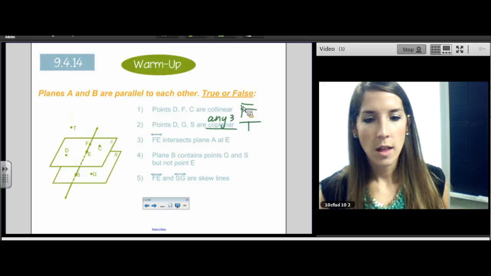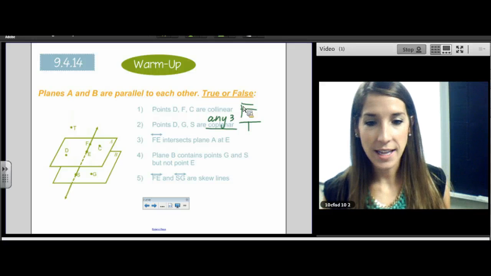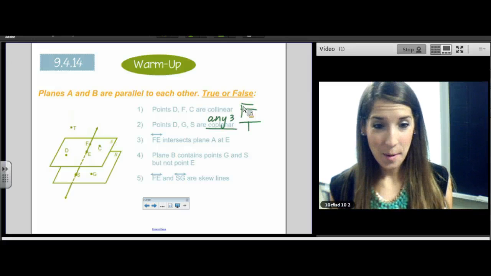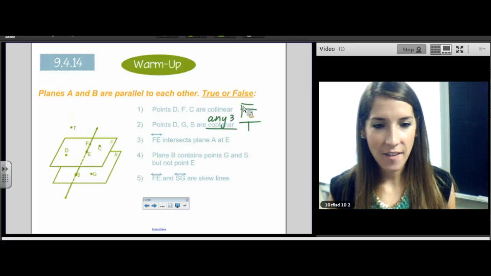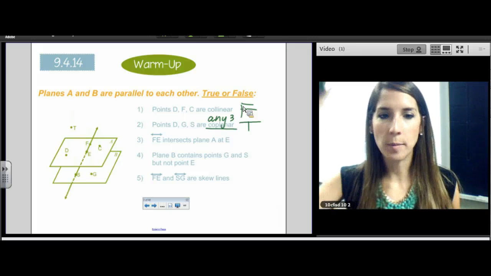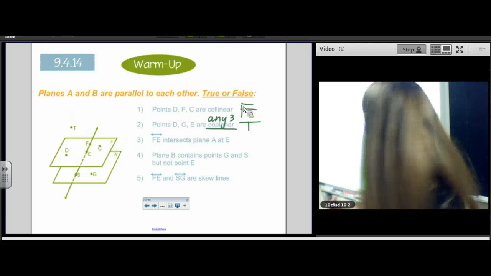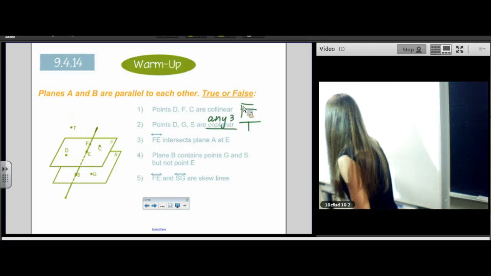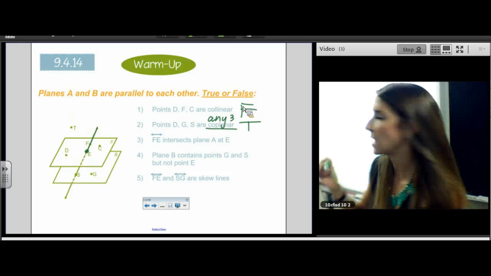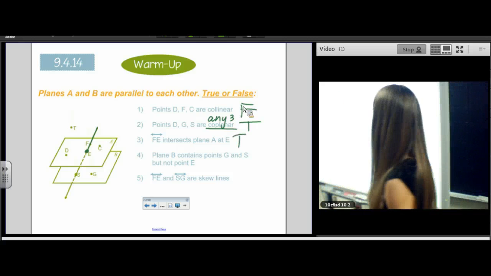All right, line FE intersects plane A at point E. Whew. So do you see line FE? Where is it hitting plane A? When does it go from solid to dotted? It goes from solid to dotted right here. So that's where the line is hitting the plane. So we're going to go with true.